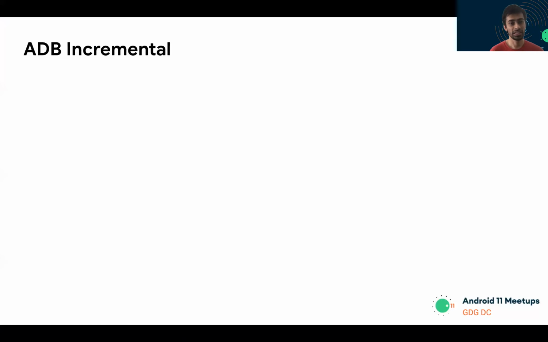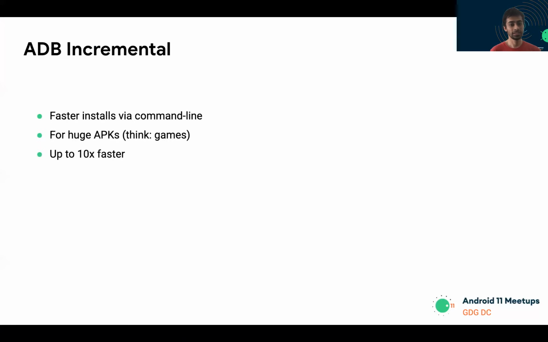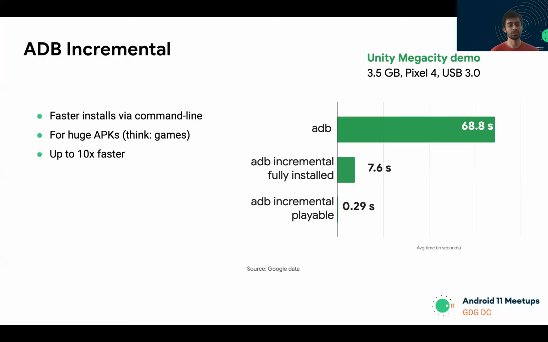All right, next up is Adb Incremental. It's a similar concept if you are familiar with Apply Changes, but this is also targeted towards some native development. If you think in terms of games, those could be pretty massive APK sizes that you would have to deal with. So if you have something that is around 2 gigs and you're developing against it, you don't want to recompile that every time and deploy it onto the device, if you're using native code. With Adb Incremental, that speeds it up to 10 times, and there's some metrics on the right that'll show you what the difference is.